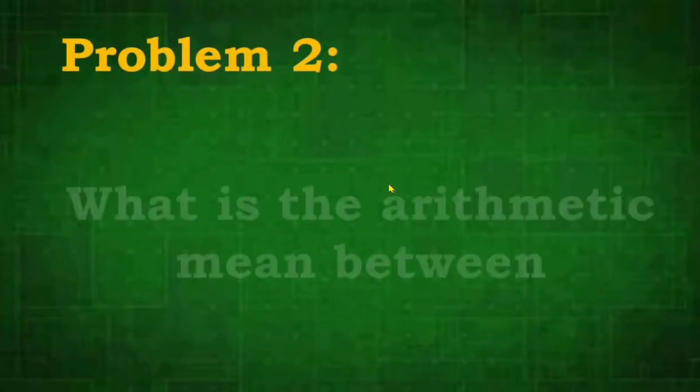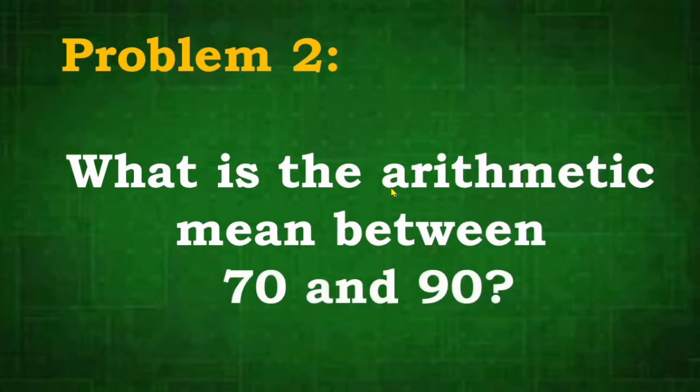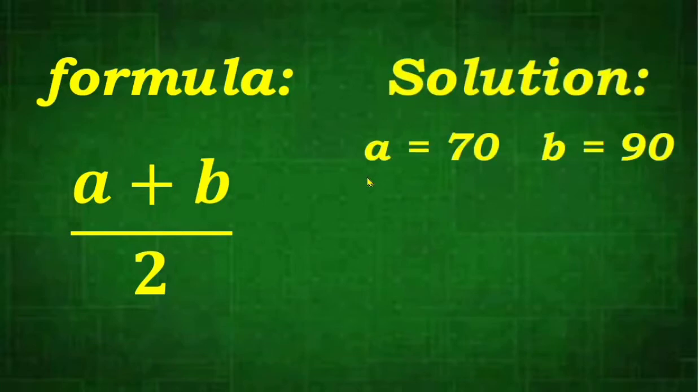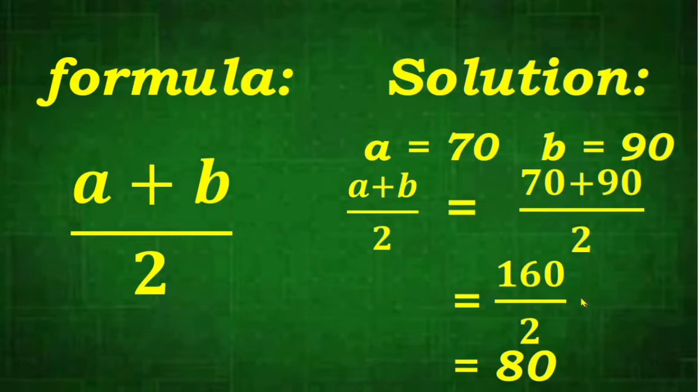Let us have problem number 2. What is the arithmetic mean between 70 and 90? This time, we're going to use the formula a plus b all over 2, where a is the first given number and b is the second number. So, our a is 70 and b is equal to 90. Therefore, 70 plus 90 all over 2 is equal to 160 all over 2, and that is equal to 80. So, the arithmetic mean between 70 and 90 is 80.